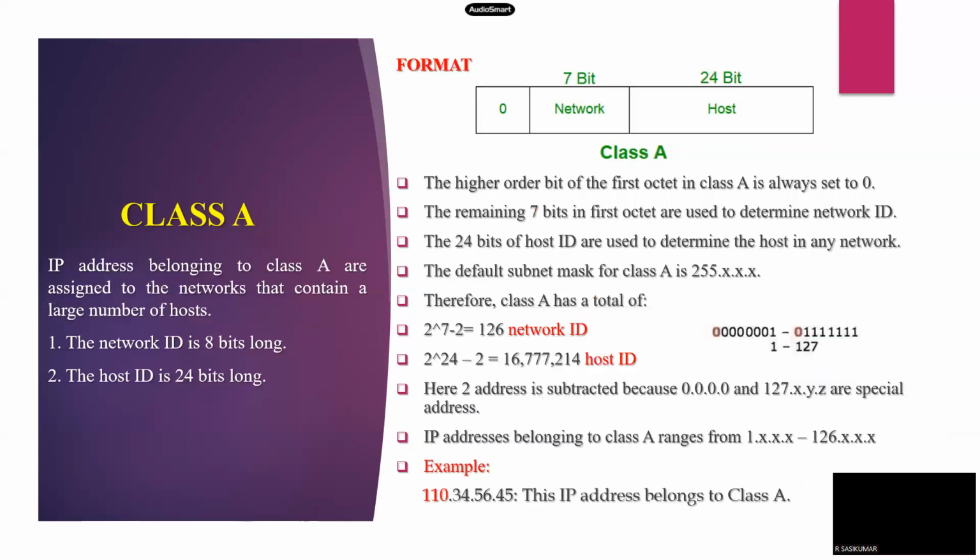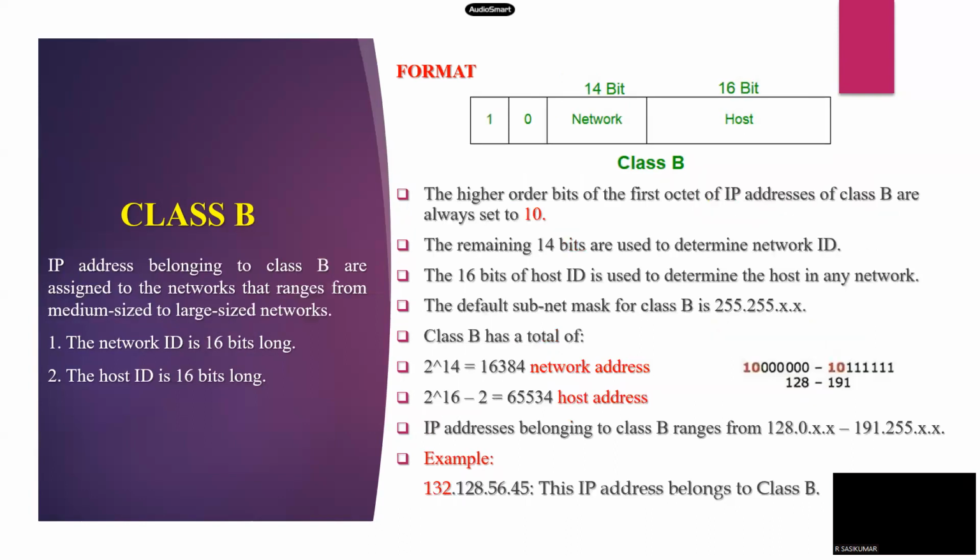Here the first 128 are assigned for class A; that is the difference. 0 to 127, the difference is 128. The first address and the last address are special, so the remaining 126 are assigned for class A. Here the class B total difference is 64, since class A ended with 127.